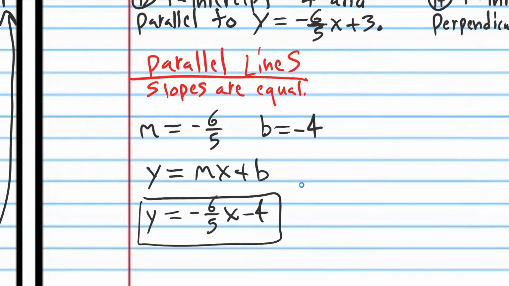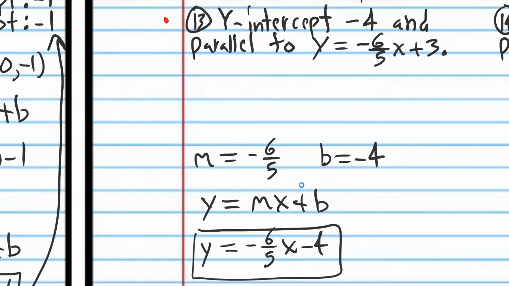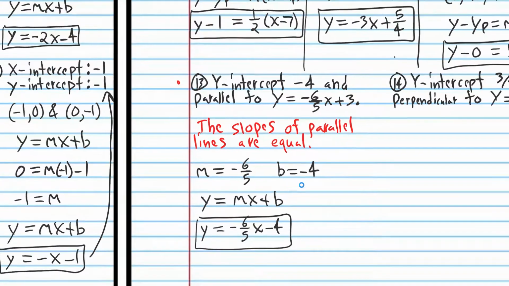You know what? I'm going to rewrite this, because the more I look at that, the more I think that's just a weird form. The slopes of parallel lines are equal. Extremely important.